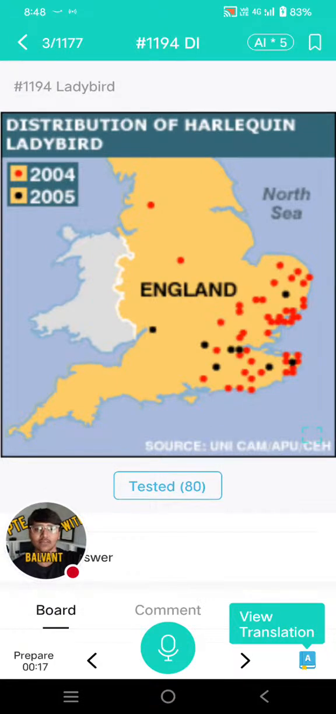Distribution of Harlequin ladybird is the main topic of this image. 2004 and 2005 values are observed on the left side of the image. Northern Sea and England countries are also observed in this image.